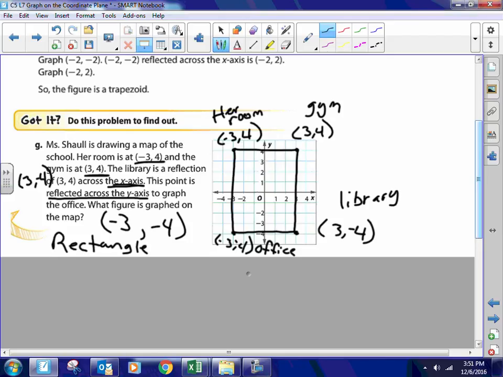Now, some of you might actually call that a square. That is not a square, okay? A square is a rectangle, but a rectangle is not a square, okay? Recognize that.